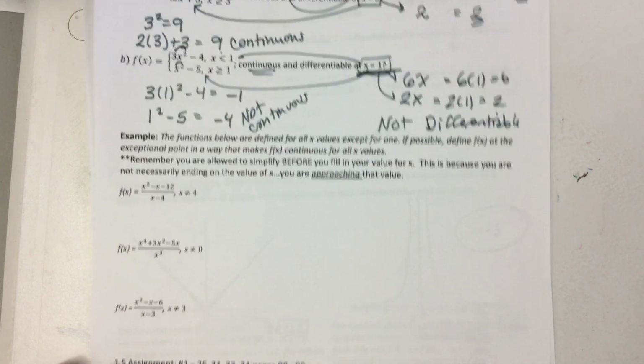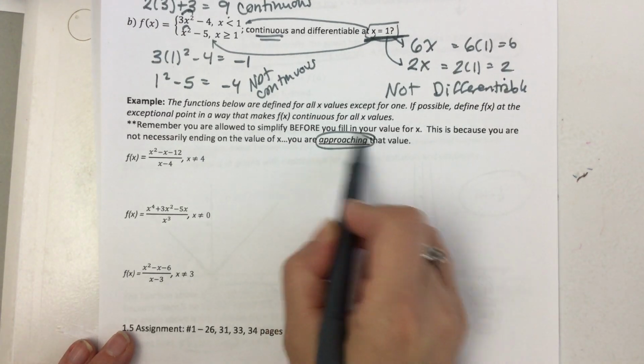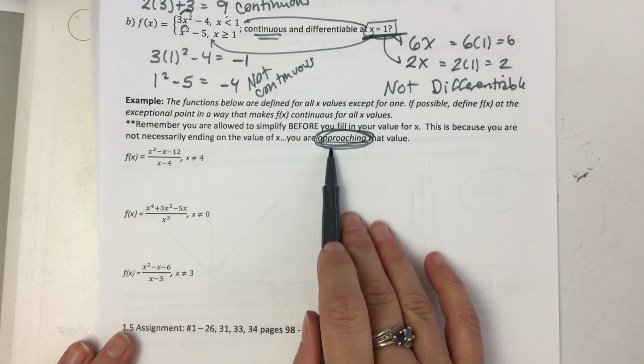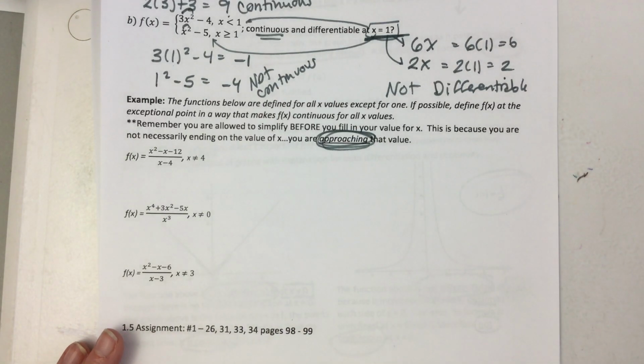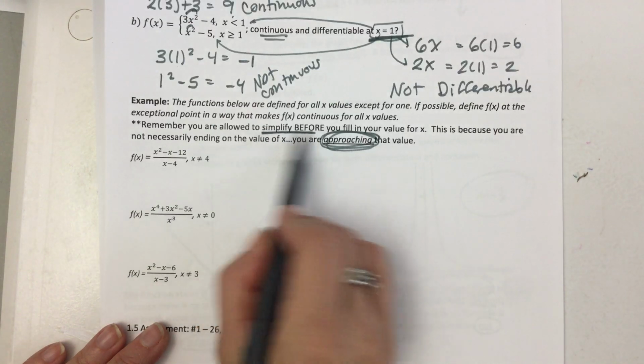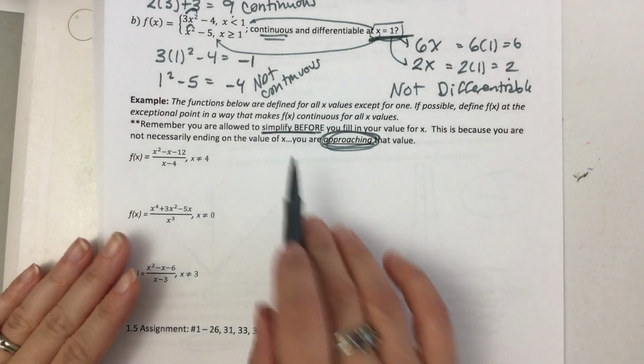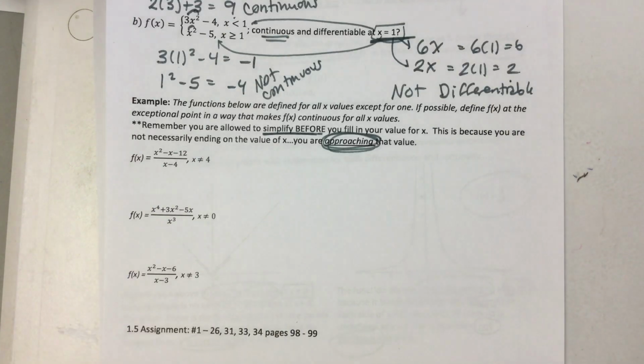Okay, one more thing is just to really hammer home that because when you're doing these types of problems, you're saying that you're approaching a value. It's not saying that it equals that exact value. So you are allowed to simplify before, okay? So it says the functions below are defined for all values except for 1. If it's possible, define that function at that point in a way that makes it continuous, meaning simplify before to see if you can go ahead and cancel the issue.